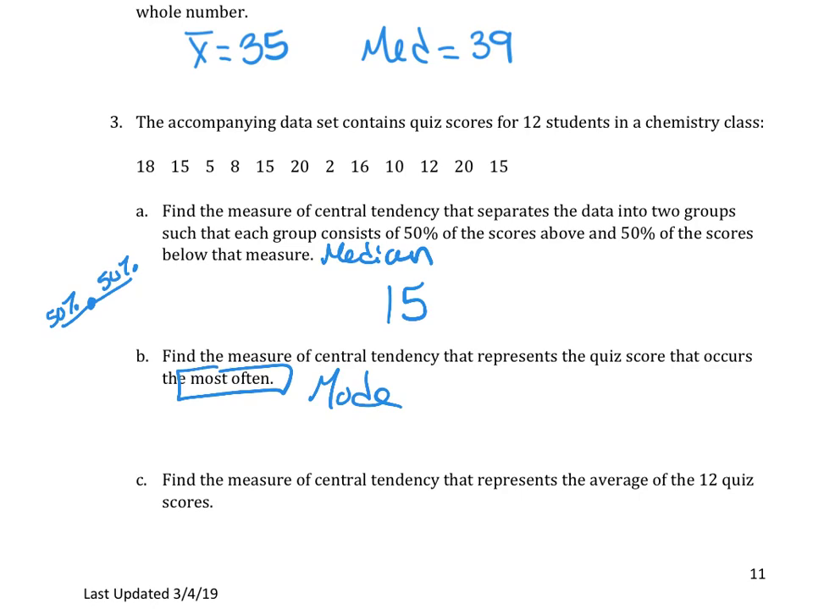Done should pop up. Then you go over to stat. If you go back to your list, so stat, edit, all your values will be in order now, and so it'll be a little easier to see how many of each one you have. And you should see that I believe 15 occurs 3 times, and no other data values occur more than 3 times. That means our mode is 15.